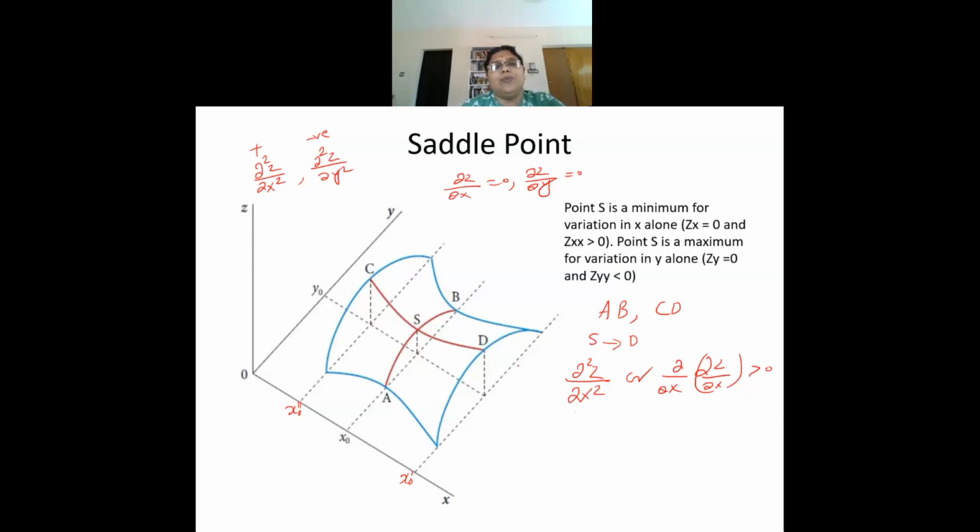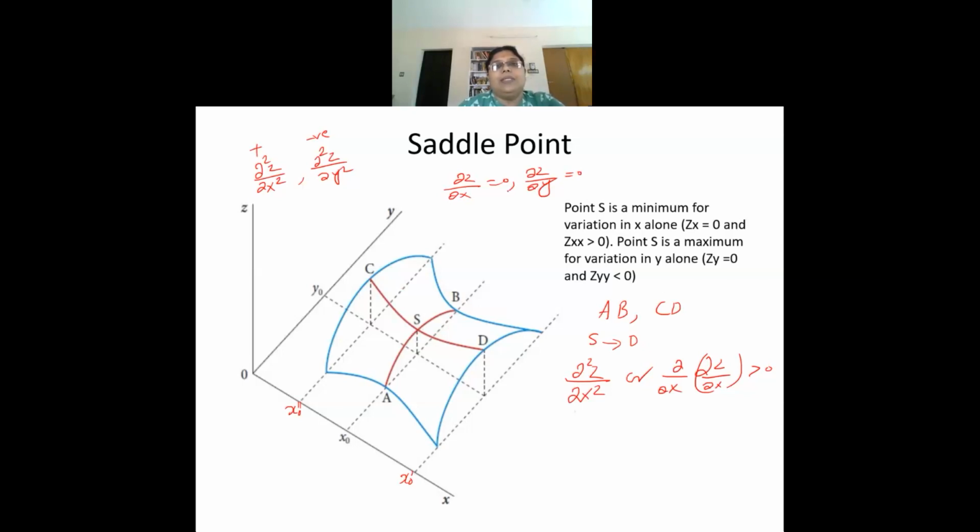Now let us see what happens when there is movement along the curve AB. Let us consider movement from S to B or from S to A. In that case, what is happening? Let us examine that. Now when you take the movement from S to B, of course, it is very obvious that we know the first condition is satisfied at S.